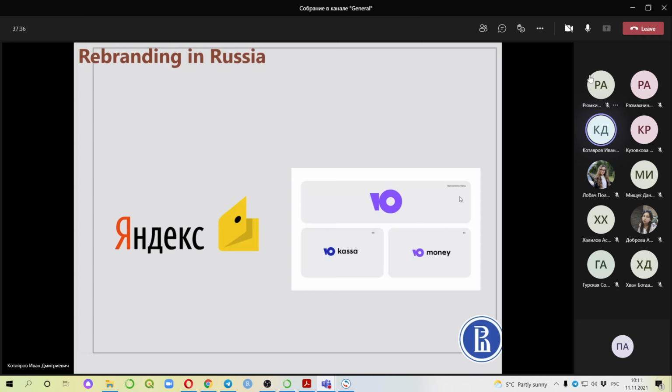Okay? Okay. So now, rebranding in Russia, guys. I guess you know this example. Yandex Деньги, the previous brand, is placed on the left part of the slide. And now, as you know, Yandex Деньги has been sold to Sberbank. And it underwent rebranding. Now it is Yumani. Actually, there are two services within this activity under this brand. Yukasa, a payment transaction platform for business, and Yumani for personal payment services.